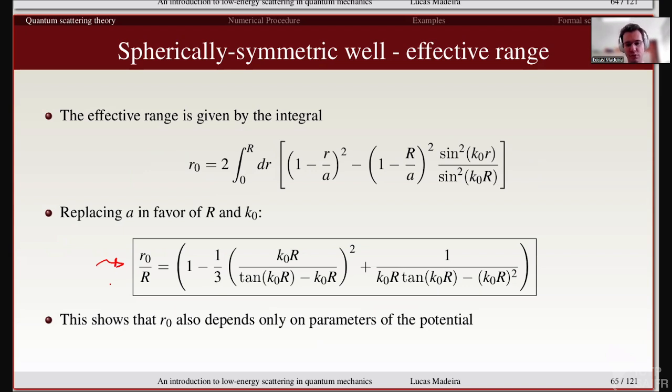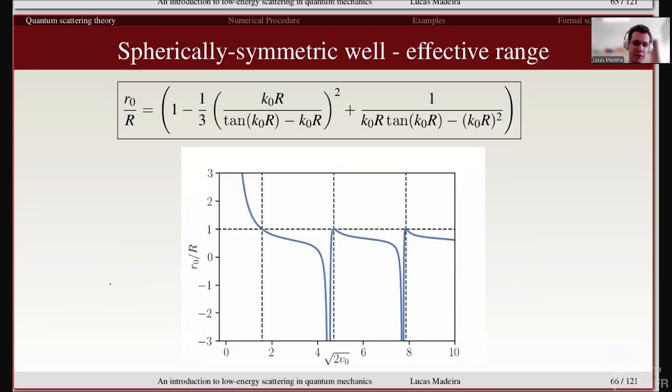I invite you again to do those calculations much more slowly than what I'm doing here, but to see at least once what kind of calculations are involved. But it's just doing that integral. So now I have an expression of the effective range in terms of the parameters of the potential. If I plot this expression here, what do I see? I see that, because I also have those types of tangent behaviors here, this is going to diverge for some values.